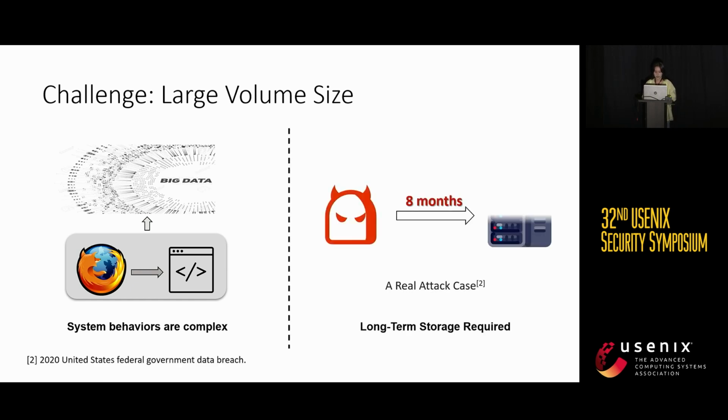On the other hand, recent advanced attacks require the system to store the large provenance graph for a very long time. For example, as shown by existing reports, the attack can exist in the system for 8 months or even years without being noticed. So storing a large provenance graph for such a long time can bring high storage overhead.